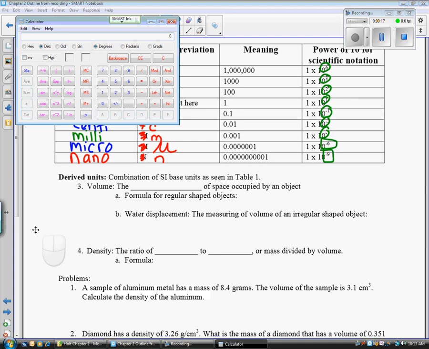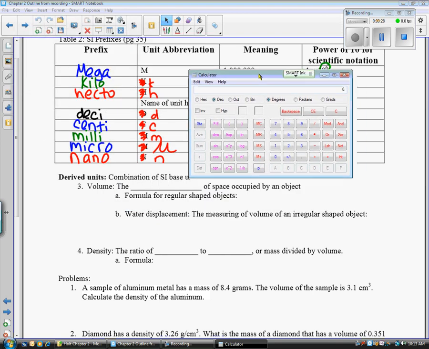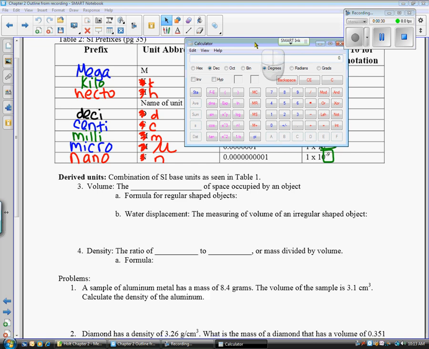And if you go to View, you can actually choose the scientific one. You don't need it for this chapter, but for other ones, it'll come in handy. So mine's always in scientific, if you'll notice, just in case. I'm going to stick that up here because I may need it in a minute.